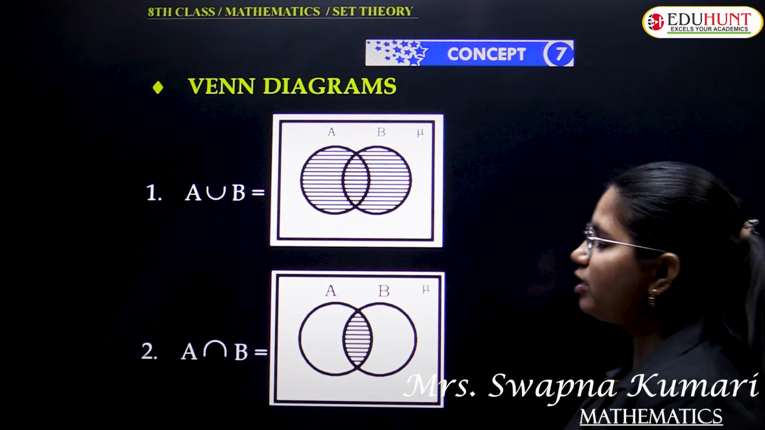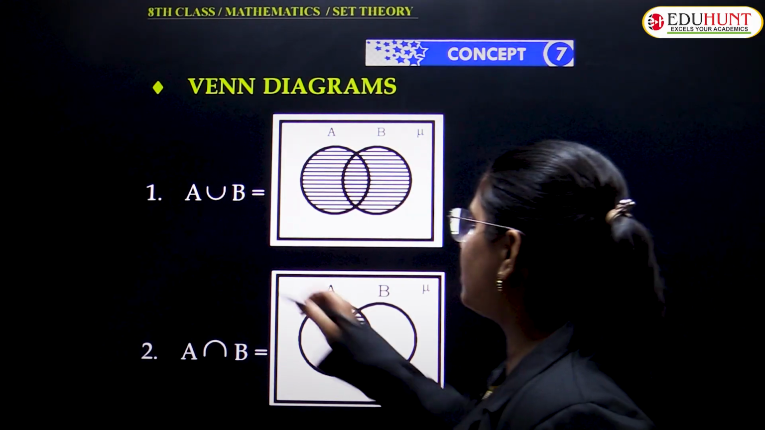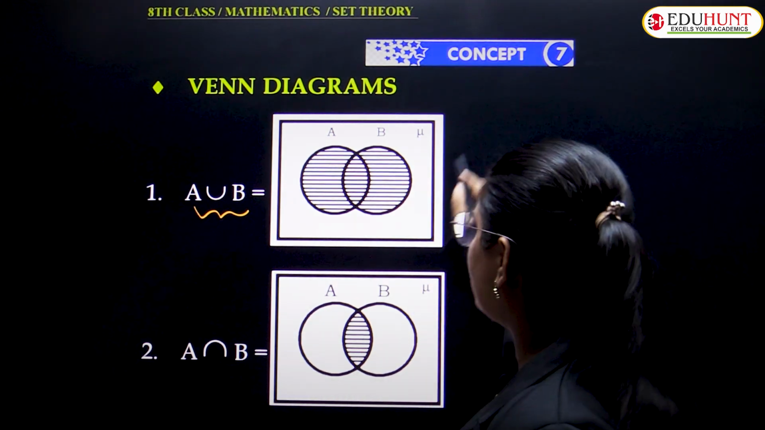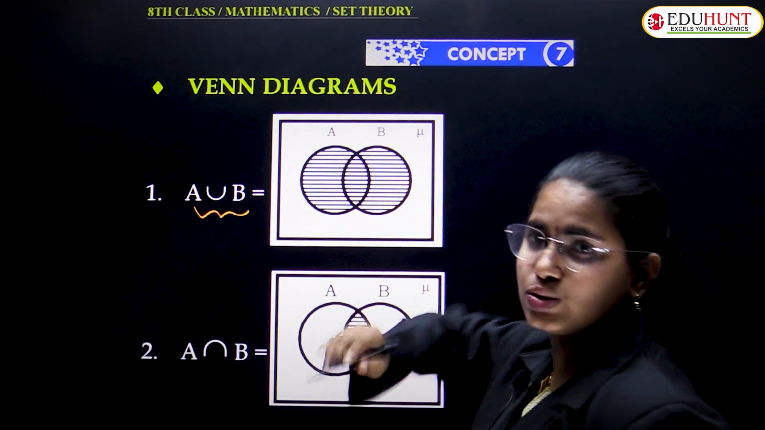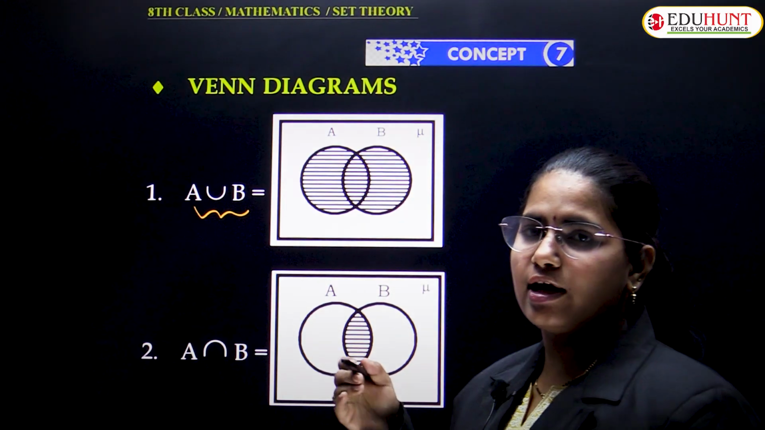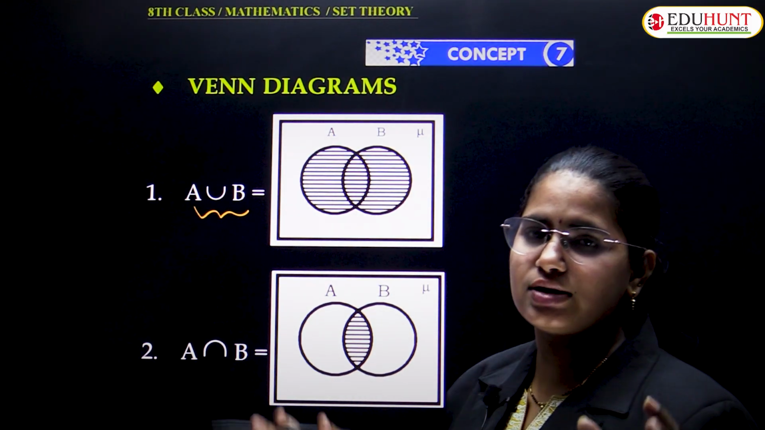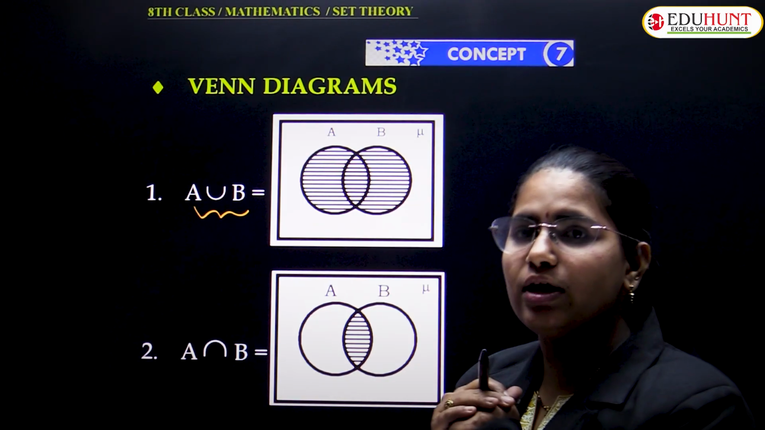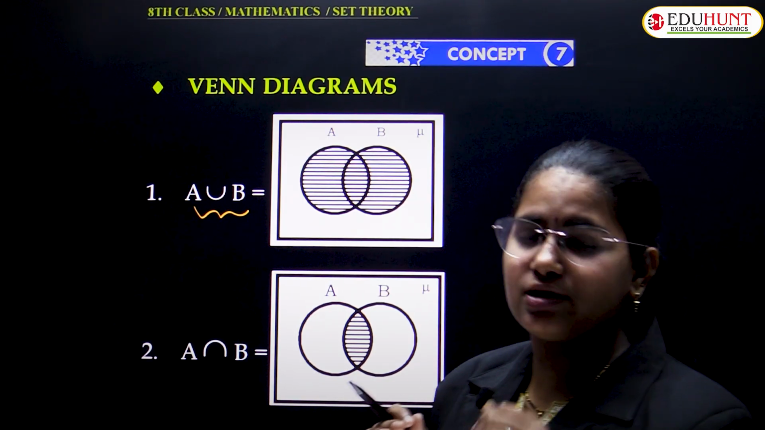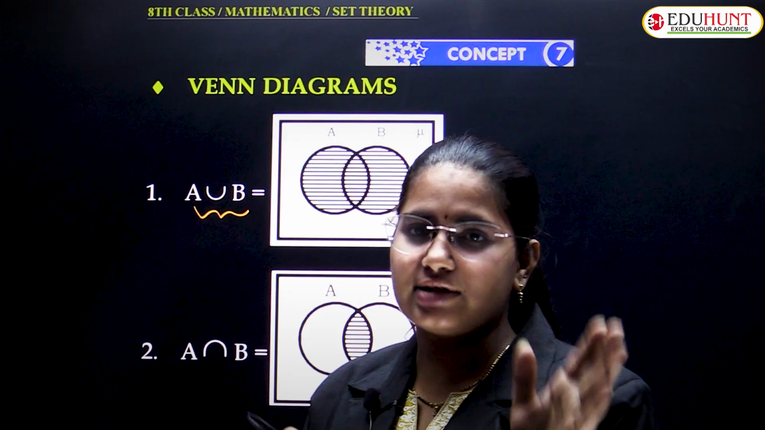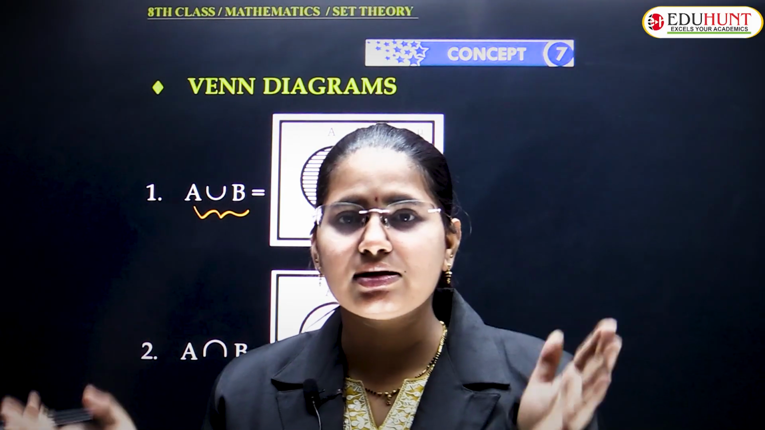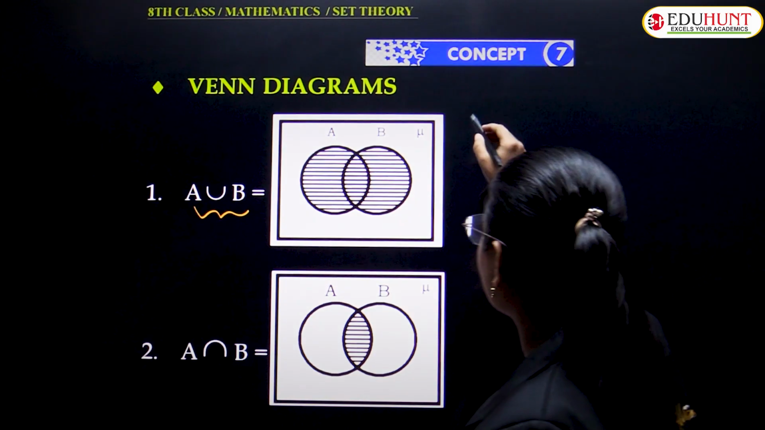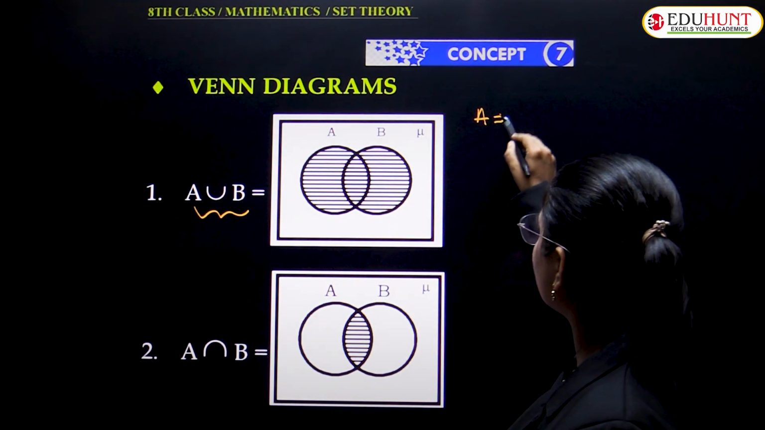So here comes the first operation. Basically, what do you know about A union B? A is one set, B is another set. You take all the elements of both sets and list them out together. The elements of set A and the elements of set B written together make A union B. Let us express this out.